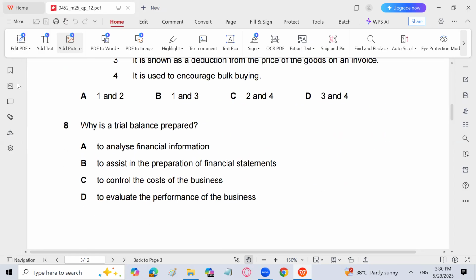Why is the trial balance prepared? To analyze the financial information, to assist in the preparation of financial statements, to control the cost of the business, to evaluate the performance of the business. So B is the answer, to assist in the preparation of financial statements. Trial balance is prepared to check the arithmetic accuracy of ledger balances. Trial balance is prepared to see whether the total debits are equal to total credits, right?